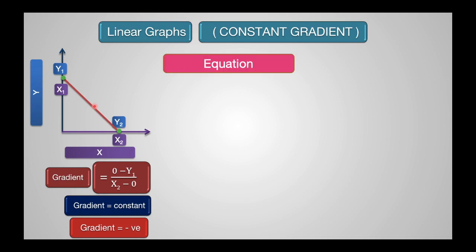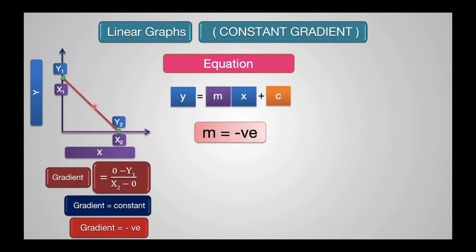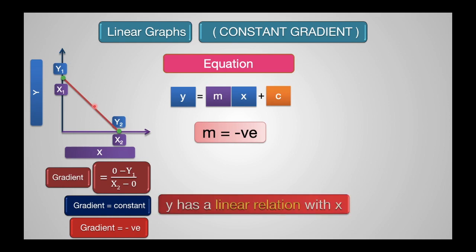And the equation is exactly the same equation because it's a straight line. This has a negative gradient. And if you are asked to tell the relation between x and y, they have a linear relation with each other. Now let's conclude all the positive and negative gradient lines.